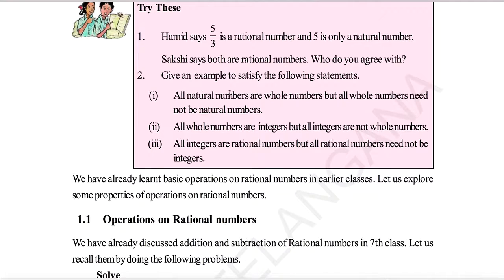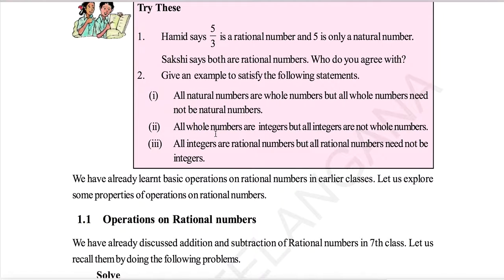That is correct. All natural numbers are whole numbers. Natural numbers are a subset of whole numbers. For example, if you take 2, that is in the set of whole numbers. But if you take 0, that is not a natural number, but it is included in whole numbers. So vice versa is not true.